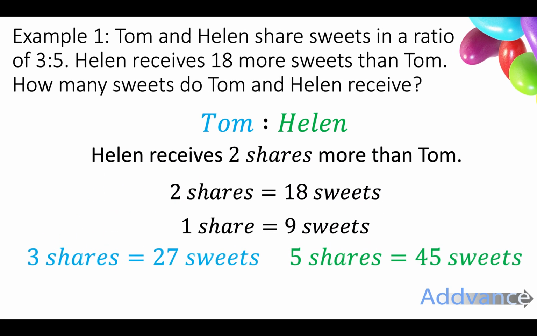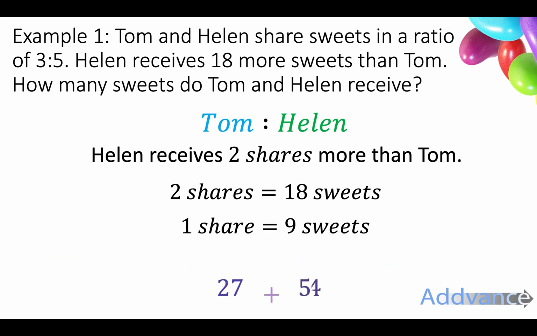And therefore, if 1 share is 9 sweets, 3 shares is 27 sweets, and 5 shares is 45 sweets. Just multiply by 5, multiply by 3. And we figured out how many Tom gets, how many Helen gets. That is the end of the question. Again, for ratios, we just think about it in terms of shares.